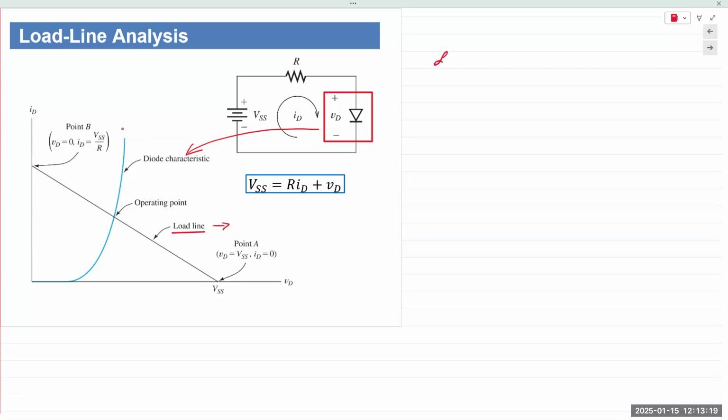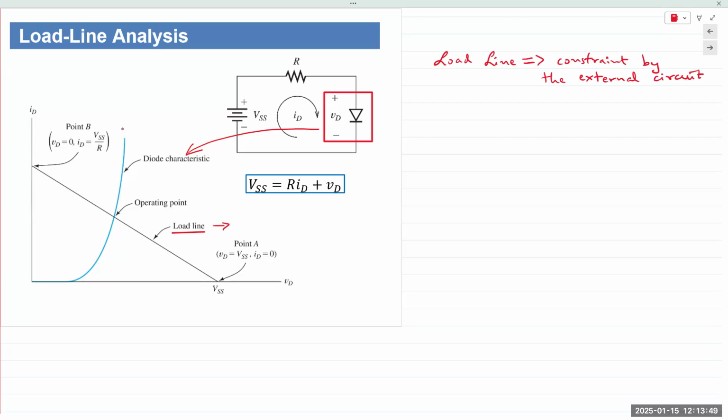So the load line is the constraint placed on a diode by the external circuit.